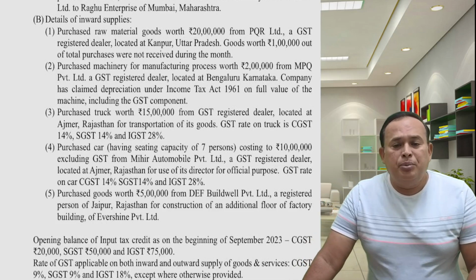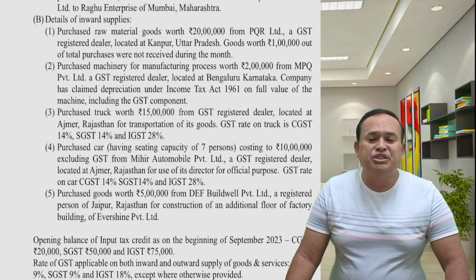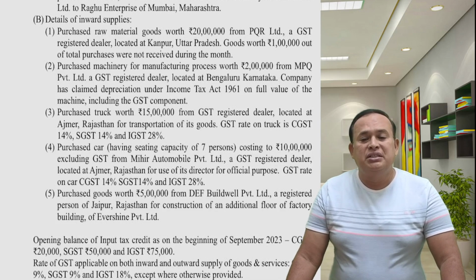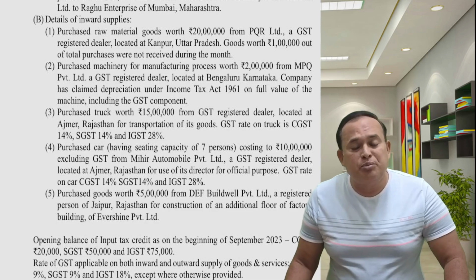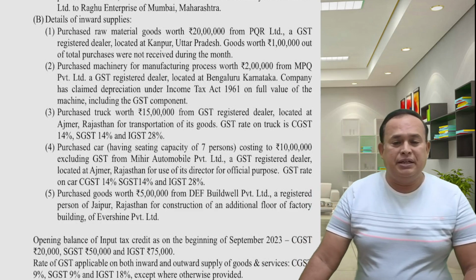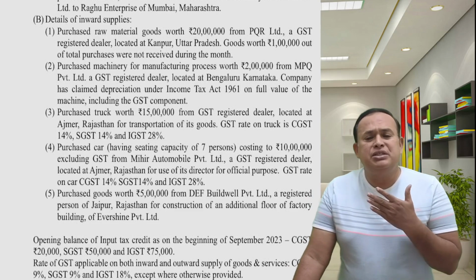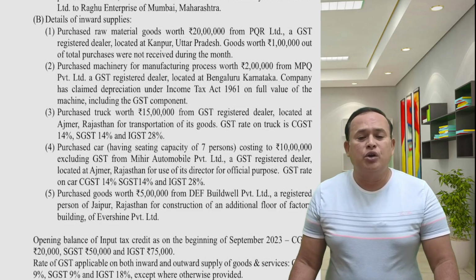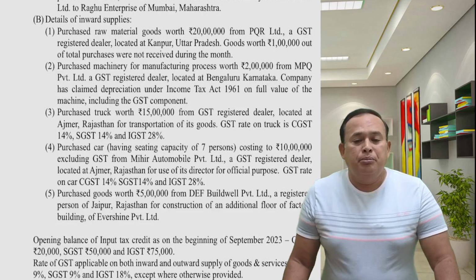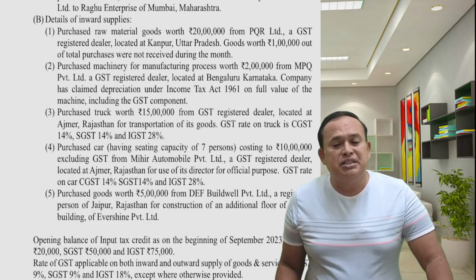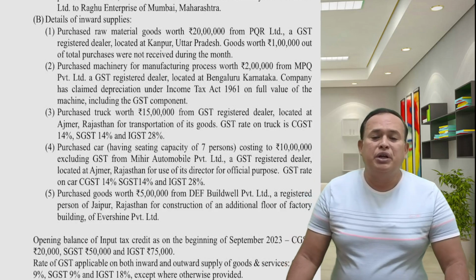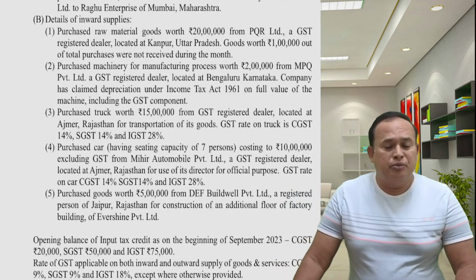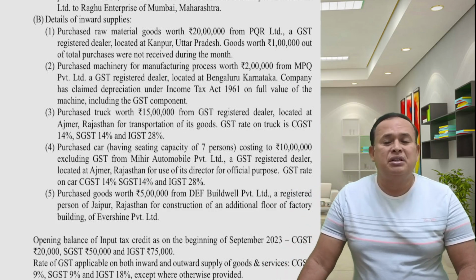Point number 3, purchase of a truck worth rupees 15 lakhs from a GST registered dealer located at Ajmer, Rajasthan for transportation of goods. GST rate on truck is CGST 14%, SGST 14%, IGST 28%. Further, purchase of a car having seating capacity of 7, costing 10 lakh rupees excluding GST, from Mihir Automobiles Private Limited, a GST dealer located at Ajmer, Rajasthan, for use by its directors for official use. GST rate is CGST 14%, SGST 14%, IGST 28% on such vehicle.